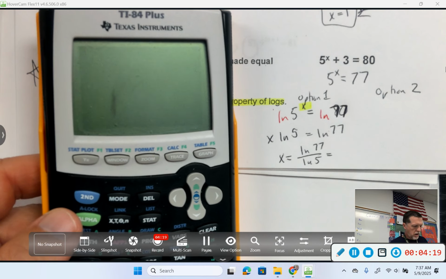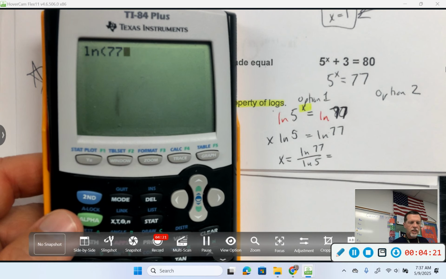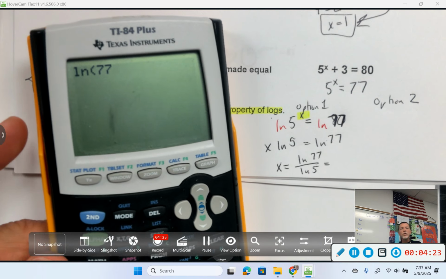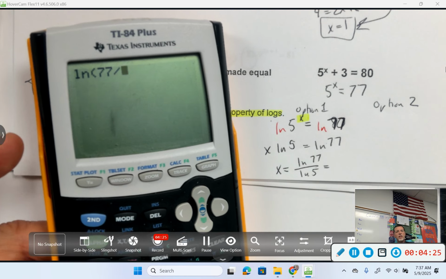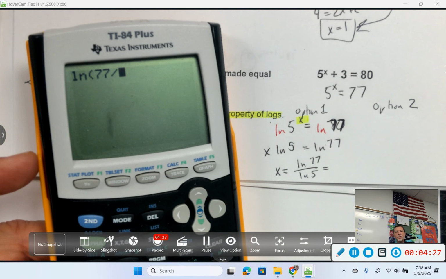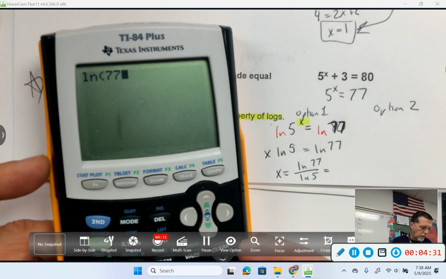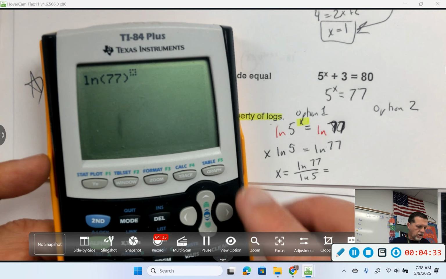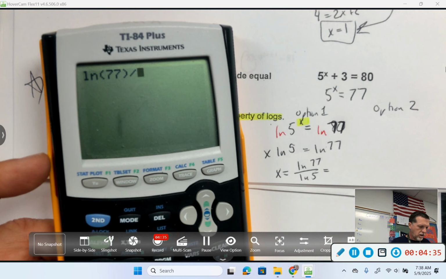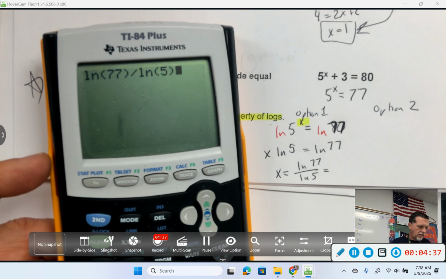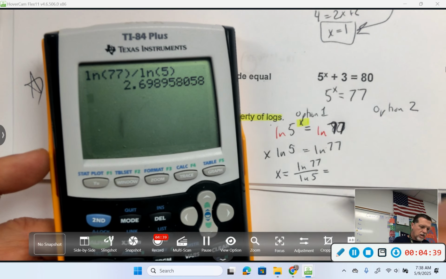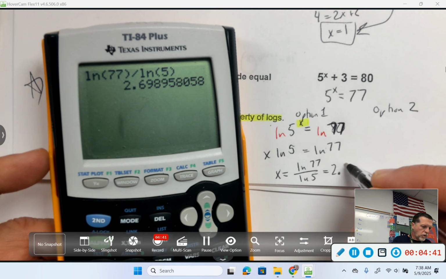So natural log 77. Be careful, make sure you close parentheses, because if you just hit divide right there, you're going to be doing 77 divided by natural log 5 and then taking the natural log. That's not what we want. So natural log 77 divided by natural log 5, 2.699.